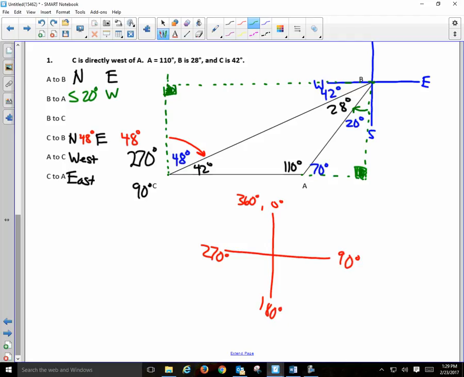So from 180, I turn 20. Did I turn 20 in front or 20 back? 20 in front. So I add 20 and I get 200.